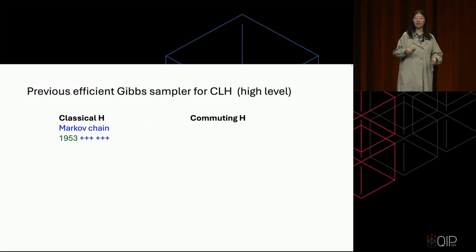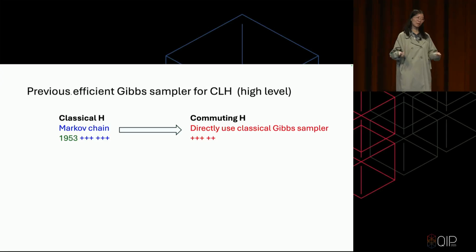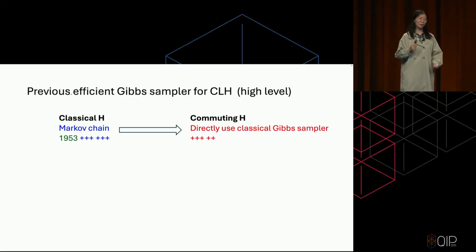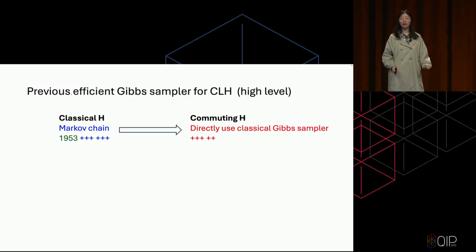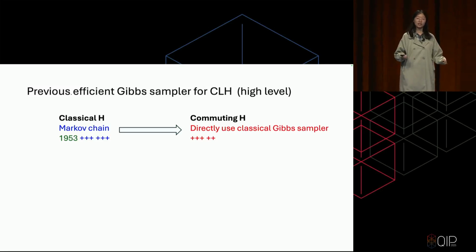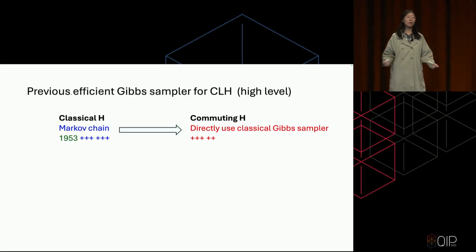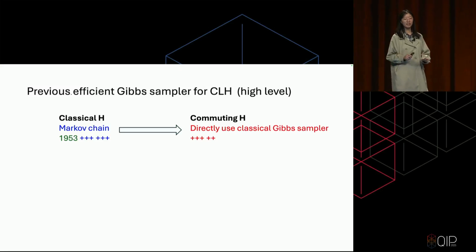So you may ask, what's new in this talk? We also try to design an efficient Gibbs sampler for commuting Hamiltonians, but different from using the Davies generator, we do something more direct: we directly use a classical Gibbs sampler. Here I use 5 plus to say our results replicate many known state-of-the-art results for commuting Hamiltonians, as well as generate some new results. At this point you may ask, what does it mean to directly use a classical Gibbs sampler?